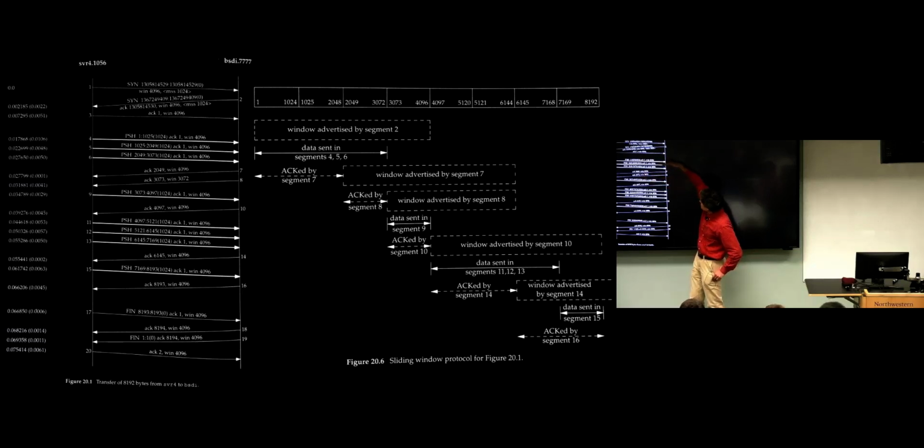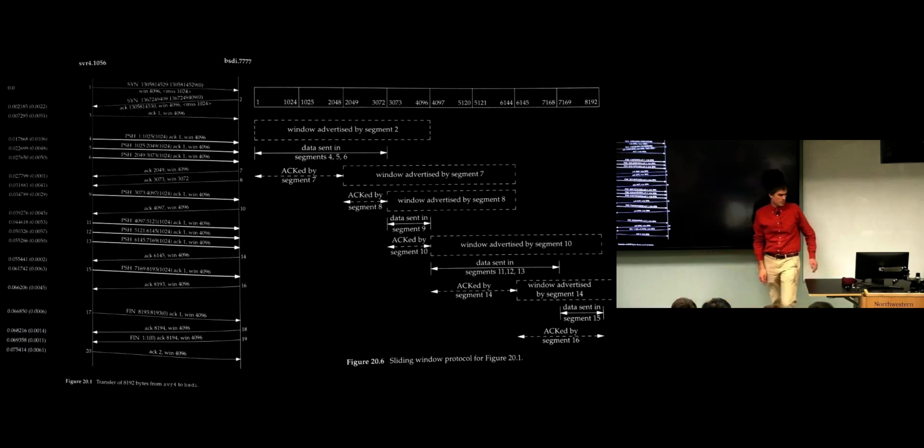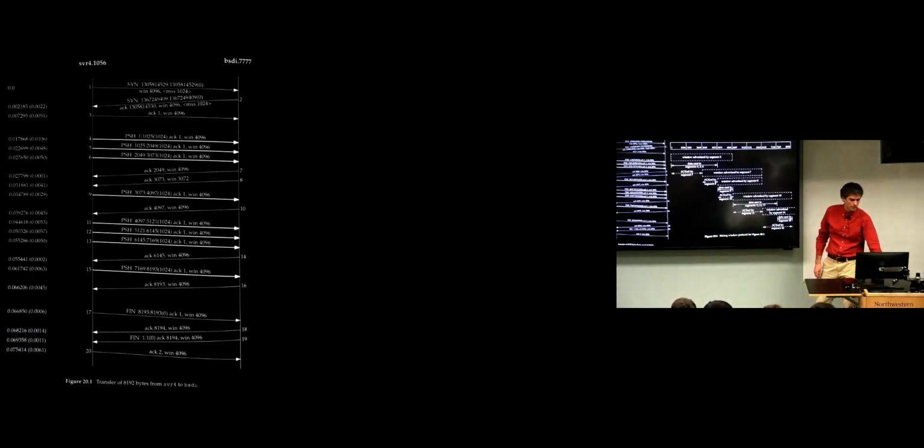This is acknowledging the second packet, because this goes from 1025 to 2049. I don't know if you can see that. And then it also acknowledges this one. And then more data comes and acknowledges that after a delay. This is probably the half second here. And yeah, this is also showing the window size.